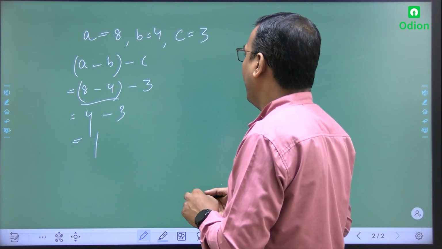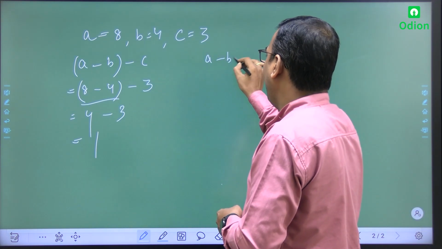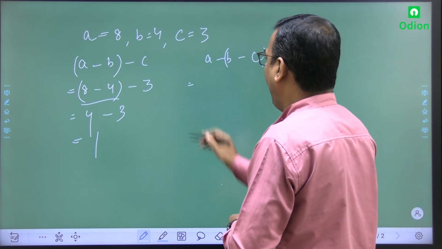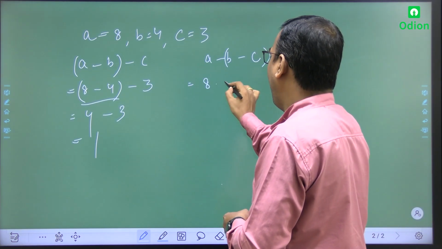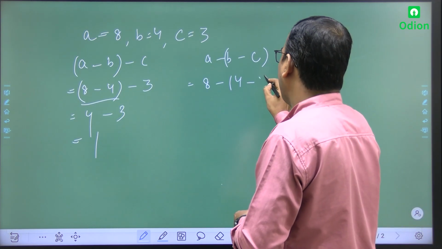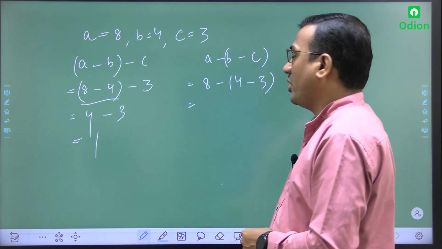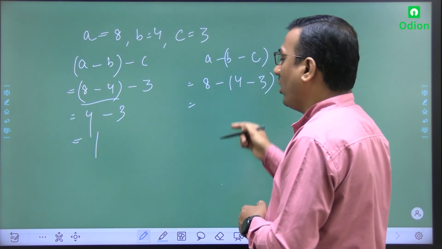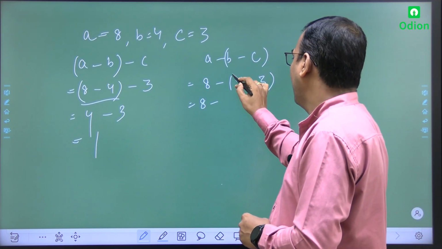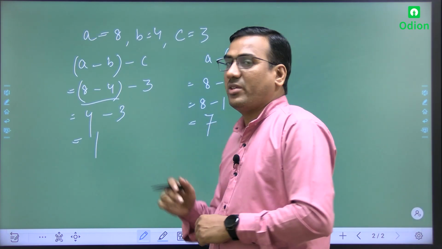Okay, let us check by changing the group. A minus B minus C. The value of A is 8, minus the value of B, 4, minus the value of C, 3. What do I have to do? I have to deduct this 3 from 4 because 4 minus 3 is in a group. Okay, 8 minus 1. So the value comes as 7.